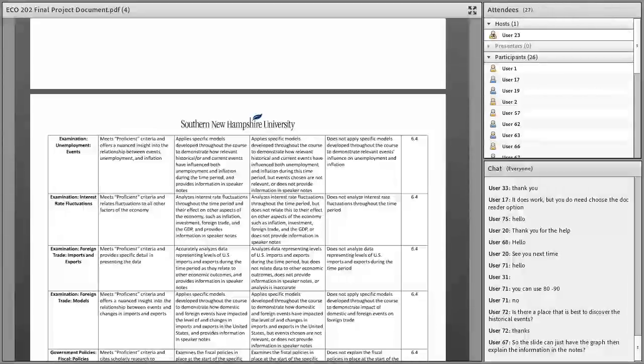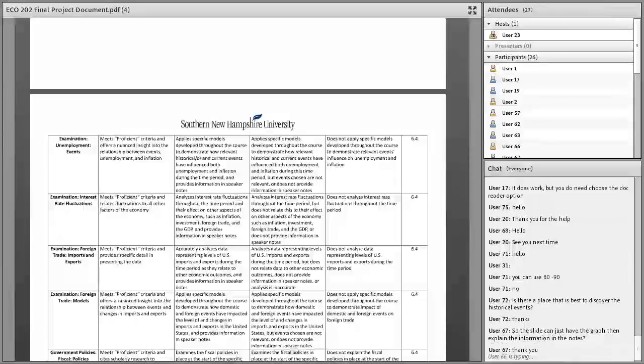The slide can have just the graph and then explain the information in the notes. Yes, that is correct. If you want to, you can use the slide entirely for the graph and then explain everything in the speaker notes. The slides are only used to provide visual information, visual aids, and maybe you can put key concepts. So for example, when you're doing the unemployment events in this section, you could use the slide to pinpoint the 3 historical events that you found for that decade and just write the names of the historical events and then explain in the speaker notes how they affected unemployment and inflation.